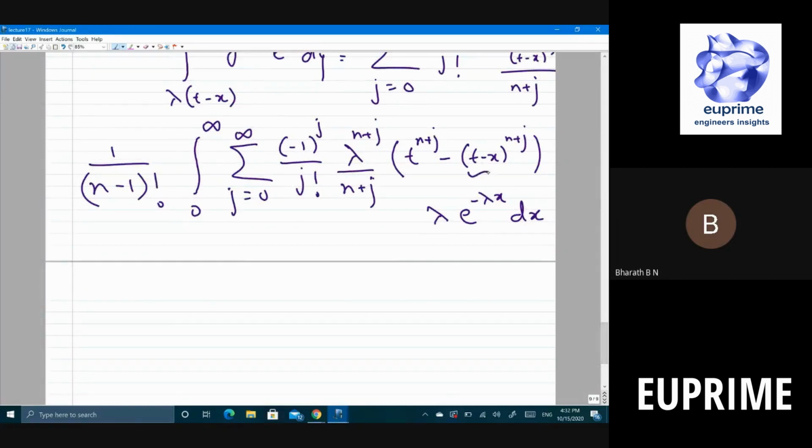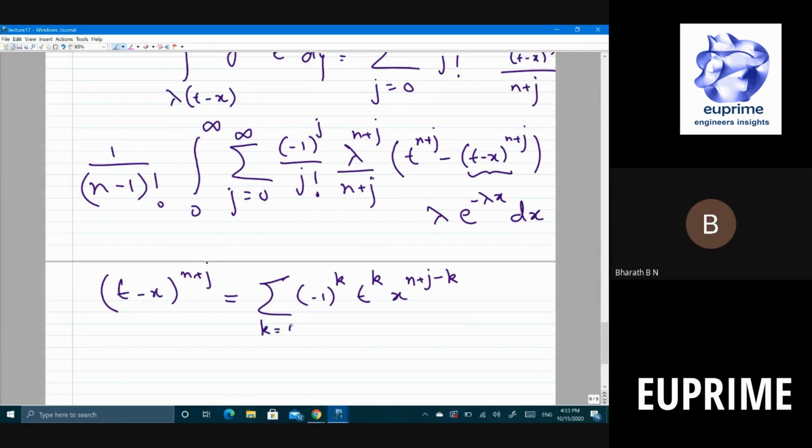Now there is one more trick. So what is this t minus x whole power n plus j? What do you think is the answer? This is what? Summation, binomial expansion, right? Minus 1 power k, t power k, x power n plus j minus k, right? So k is from 0 to n plus j. Okay, now what will happen if I take t power n plus j minus t minus x whole power n plus j? What do you think is the answer?